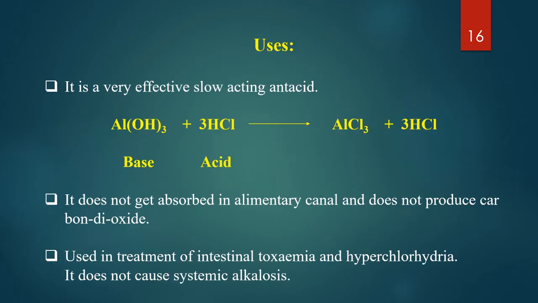Uses: it is a very effective, slow-acting antacid. Aluminum hydroxide reacts with hydrochloric acid to form aluminum chloride and water. It doesn't get absorbed in the alimentary canal and doesn't produce carbon dioxide. It is basically used in the treatment of intestinal toxemia and hyperchlorhydria, and it does not cause systemic alkalosis.